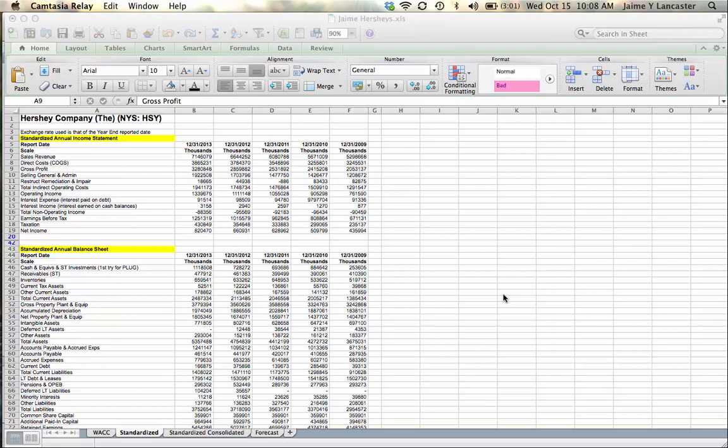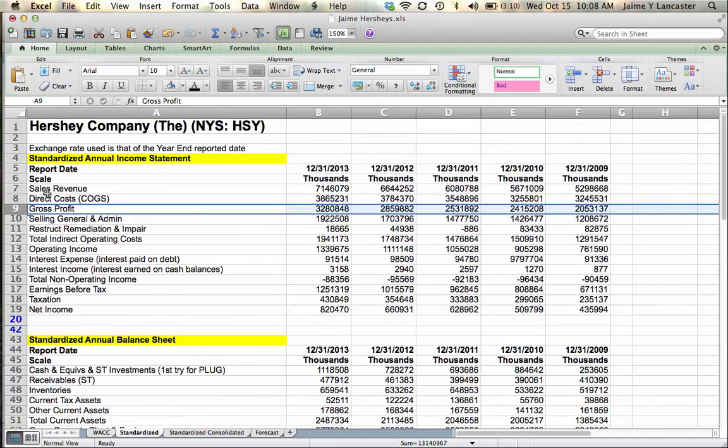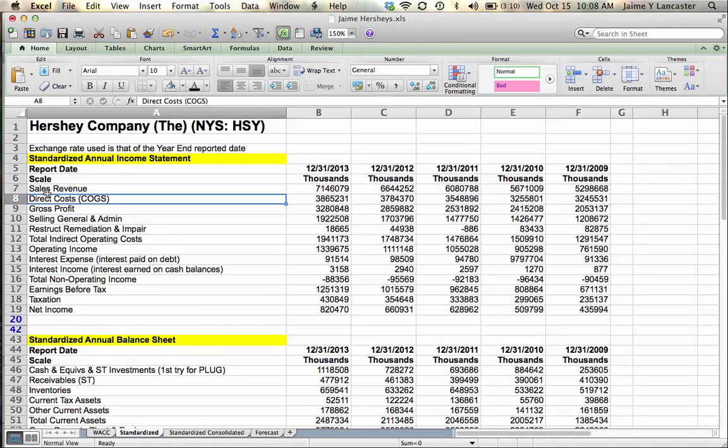Hi there. Here's a tutorial designed to help you find your depreciation expense if you don't have one listed on your income statement. So here I've got my income statement for Hershey's, and if I take a closer look at it, I'll see that I've got sales revenue, direct costs, gross profit, selling, general, and administrative, but I don't have any depreciation expense, and I need that because depreciation is going to help reduce our earnings before tax, thus reducing our taxation expense. So this is important, and we need to find it.